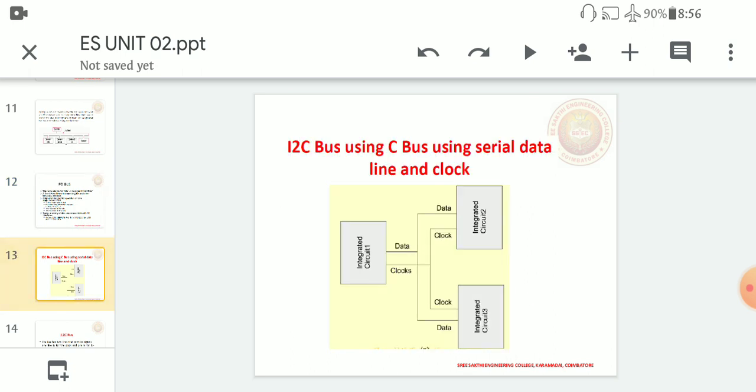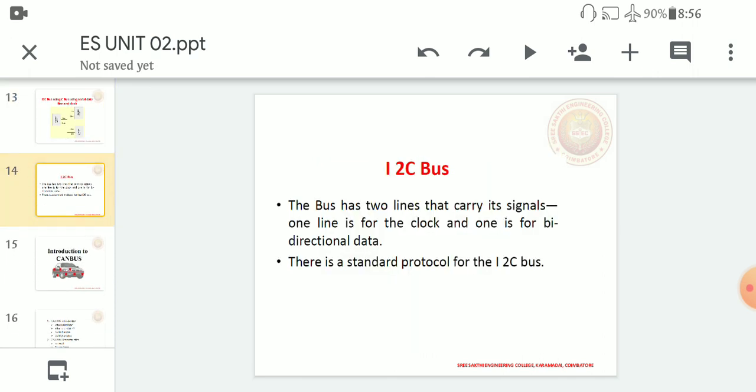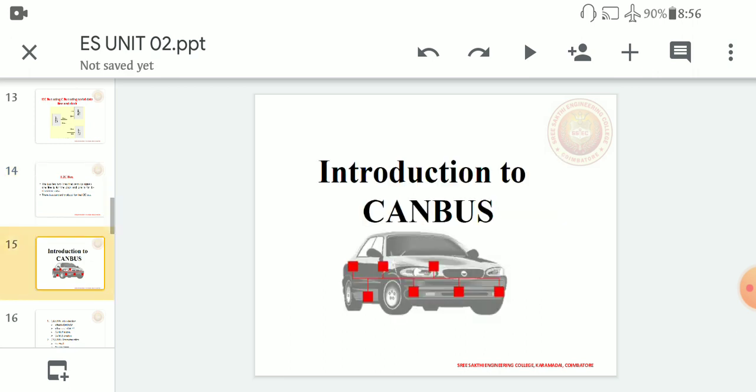So this is where the I2C bus is working. It will connect integrated circuit 1, integrated circuit 2 and integrated circuit 3. So it may connect or separate the data for functioning. The I2C has two lines that carry the signals. One is for the clock and the other one is for the bidirectional data bus. And the next one, a very important and very interesting topic, is the controller area network.